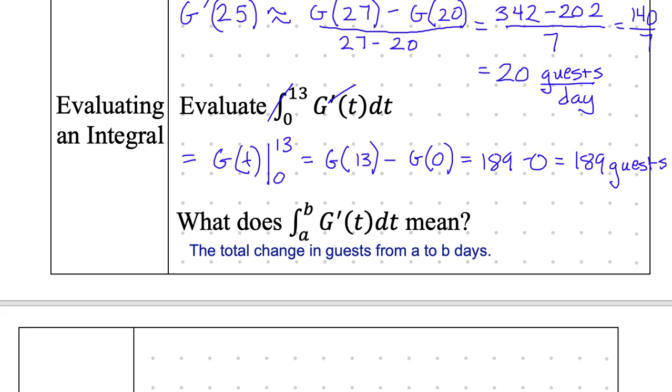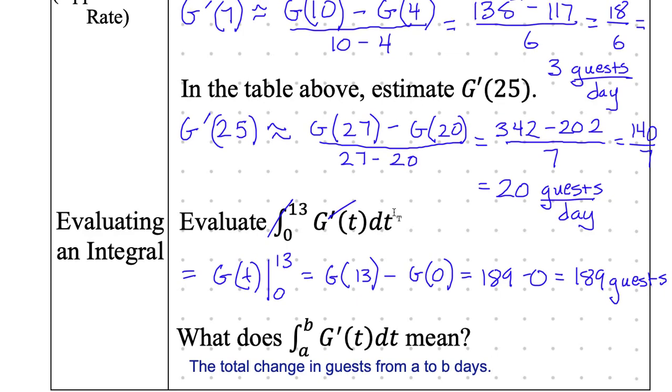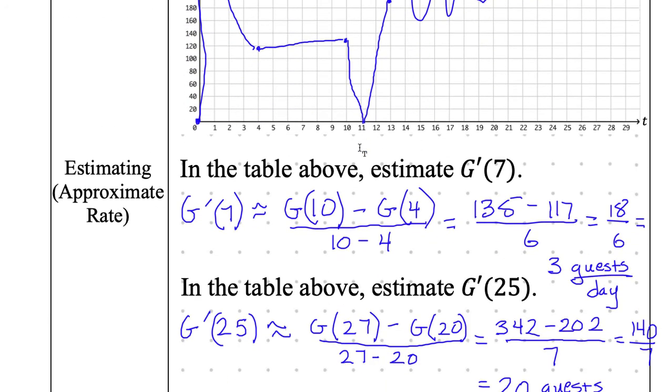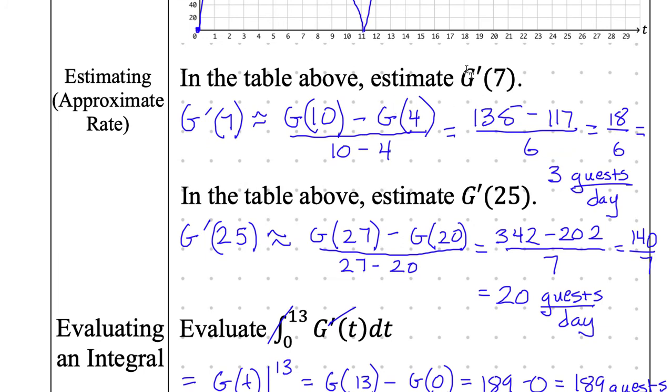So a lot of repetition here. You know how to do the antiderivative of the derivative. You know that it means total change. The only new thing I'm really teaching you today is don't assume what's happening with the table and how to do an estimation of a rate.